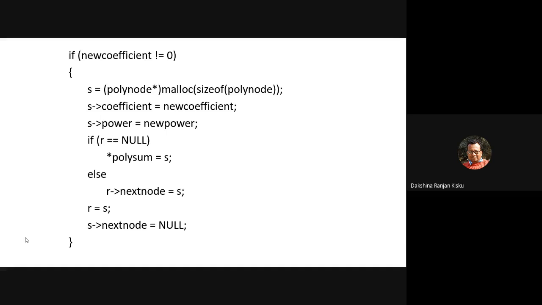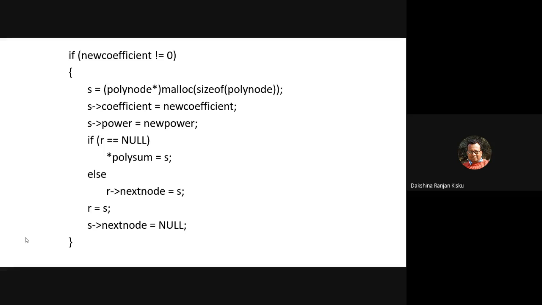Now suppose after having the new coefficient and new powers, that means the coefficient part and the exponent part for the new polynomial or the resultant polynomial, now we will check whether the new coefficient is equal to 0 or not. Okay, so we can check whether new coefficient is not equal to 0 or not.